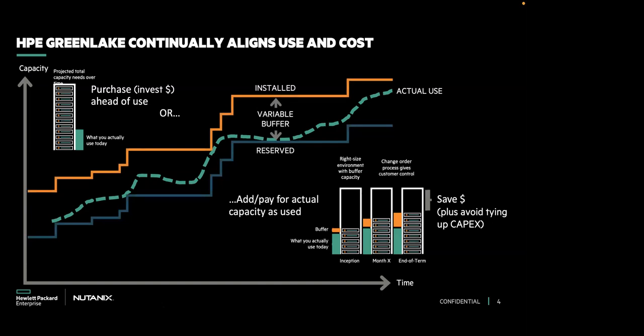So the reserved line there that you see, that's what the customer agrees to pay as a minimum amount per month. And we put a variable buffer, as I mentioned before, that's installed at HPE cost and risk. And that allows the customer to be able to bounce up and down in that buffer when it's needed. And additional hardware and capacity is actually ordered and put on site with a simple change order. So there's no going through a lengthy procurement process as you normally would when ordering additional hardware for that project.